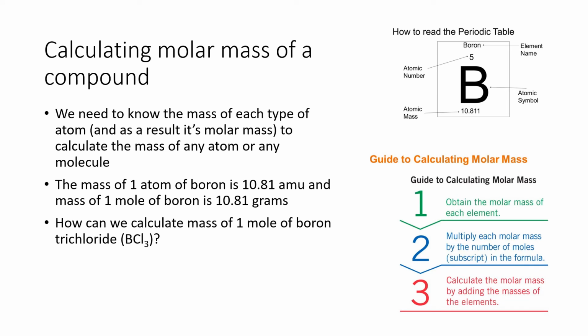Let's say, however, we want to calculate the mass of a mole of boron trichloride. Well, we have a guide to doing that here on the right. We're going to obtain the molar mass of each element from the periodic table. We're going to multiply the molar mass by the number of moles in the subscript of the formula, and then we're going to add our masses together and get the mass of our molecule. Now notice if we look at boron, the B doesn't really have a subscript, so that means it's just 1, and Cl has a subscript of 3, so that means we have 3 chlorines for every 1 boron.